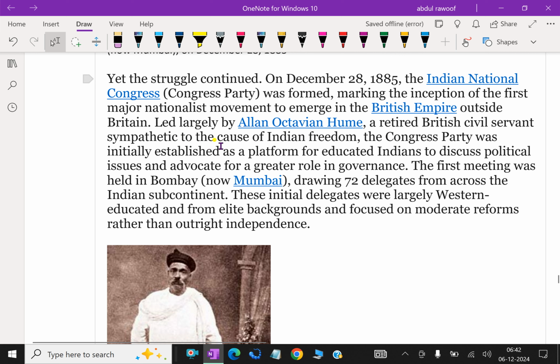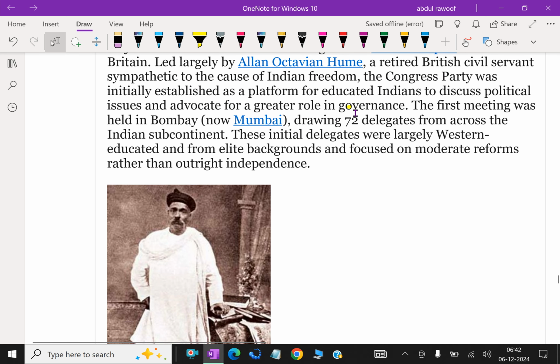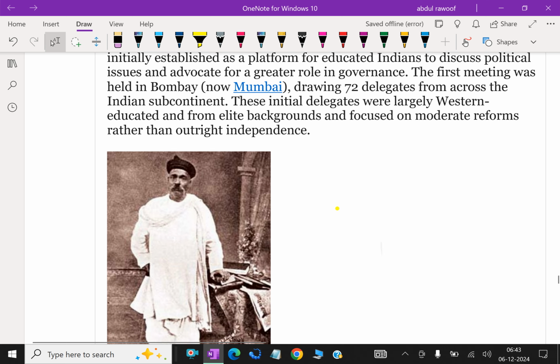Led largely by Allan Octavian Hume, a retired British civil servant sympathetic to the cause of Indian freedom, the Congress Party was initially established as a platform for educated Indians to discuss political issues and advocate for a greater role in governance. The first meeting was held in Bombay, drawing 72 delegates from across the Indian subcontinent. These initial delegates were largely Western educated and from elite backgrounds and focused on moderate reforms rather than outright independence.